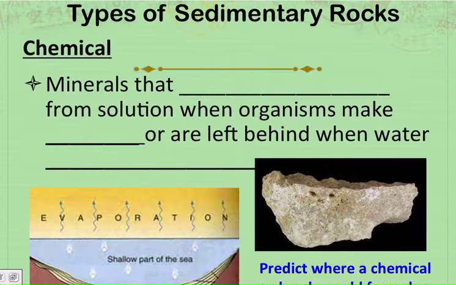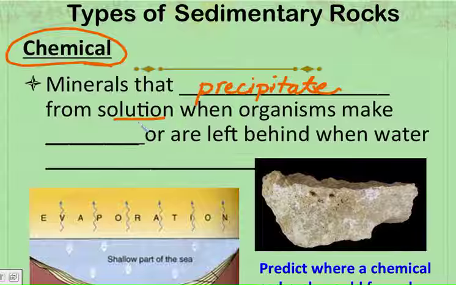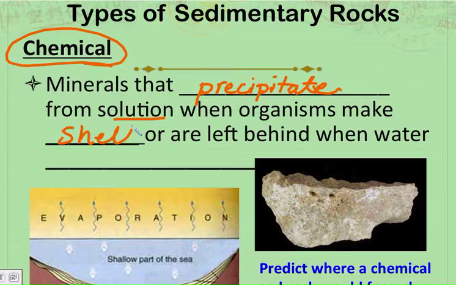Our second type of sedimentary rock here is chemical. Okay, a chemical sedimentary rock is a little bit different. It's made from minerals that precipitate from a solution. And again, a solution means a water type of environment. So minerals would precipitate or form right out of a liquid type of environment, when either an organism is making a shell, or most commonly, they get left behind when the water goes away and evaporates.